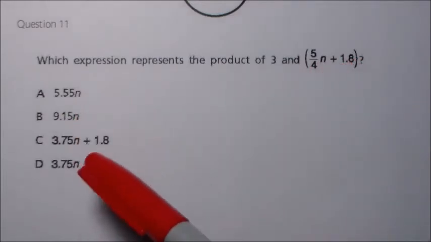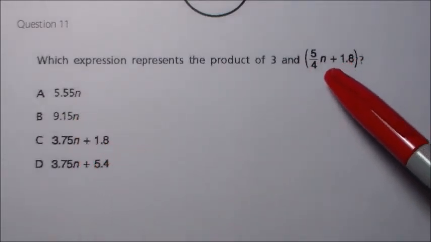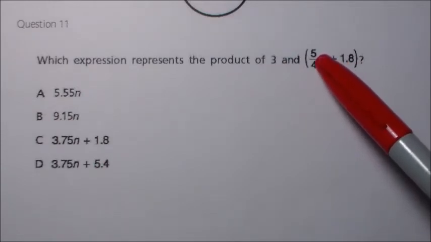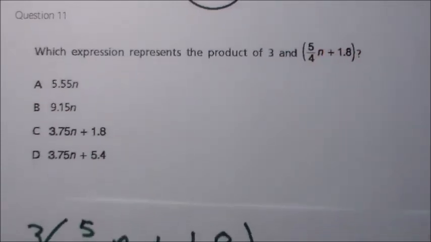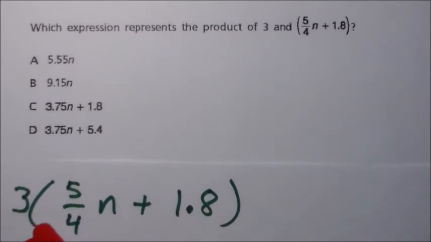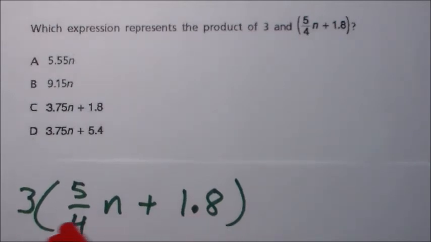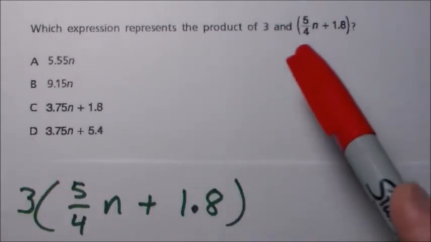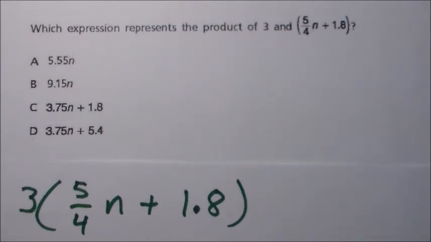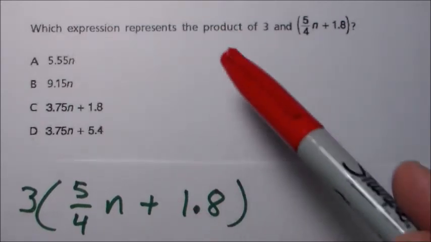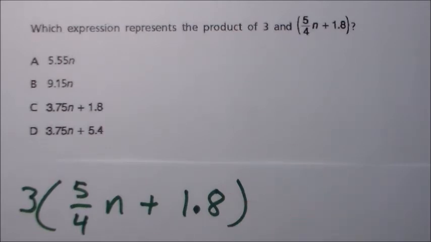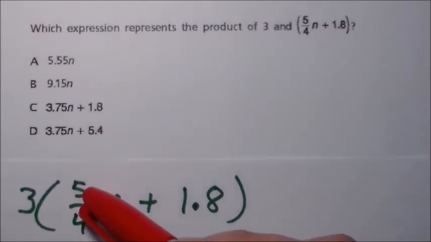But we look at our answers and we're like, oh, our answers are in decimal, so that gives us a hint that we should change this improper fraction to a decimal. So what do we have? We have 3 times 5 over 4n plus 1 and 8/10. And that looks like a common distributive property setup, and we're good to go. We know this parentheses means multiplication, and that's good because product means multiplication. So if it said sum, we would add them, but it says product, so we're going to multiply them, and let's do it. Oh, but first we have to change this to a decimal.